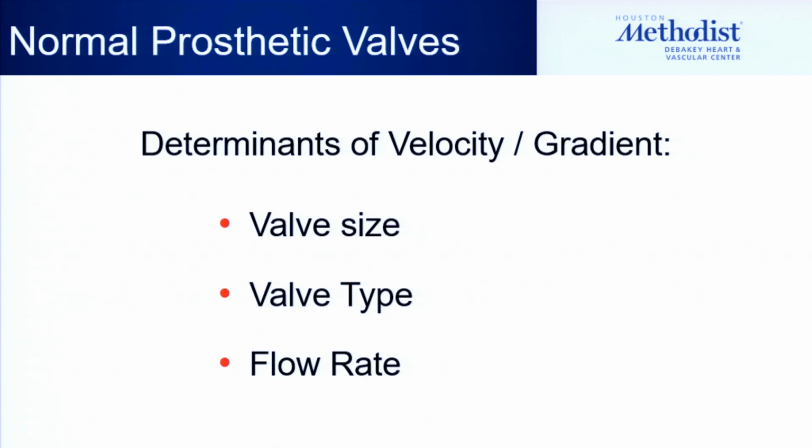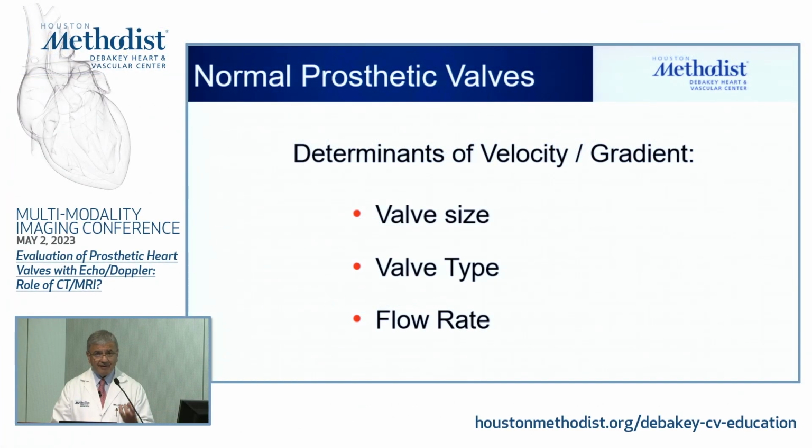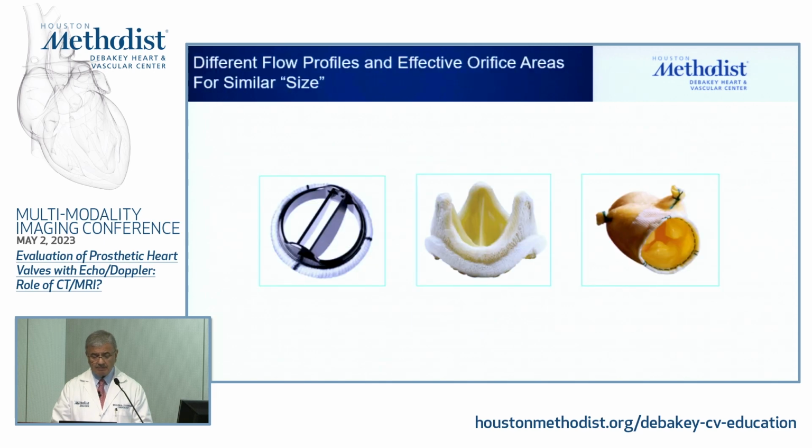Since with echo Doppler we evaluate these valves, it's important to know what are the determinants of velocity and gradients across these valves. Valve size is important because the smaller the valve, for the same flow, you're going to have a higher velocity and higher gradient. Know the valve type, know the flow rate, because it will influence significantly what the velocities are and what the gradient is across.